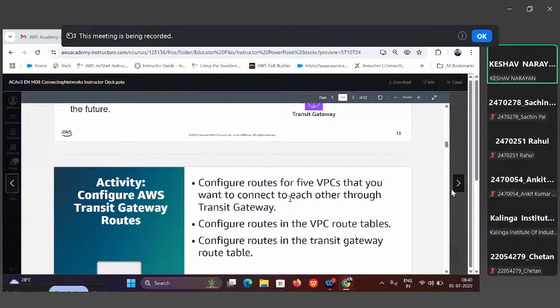Yes, tell me. Sir, in the module's student guide it is written: alternatively, if one VPC needs to access only one other VPC, the route tables can be updated to limit traffic to the specified IP address range of the target VPC. Sir, what does this mean? What is written, say it again, read it once, slowly. Okay, sir. Alternatively, if one VPC needs access to only one other VPC, the route tables can be updated to limit traffic to the specified IP address range of the target VPC.